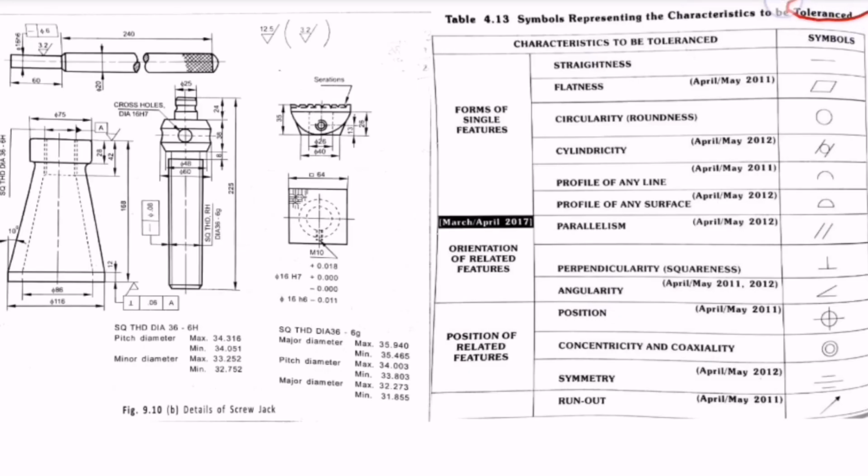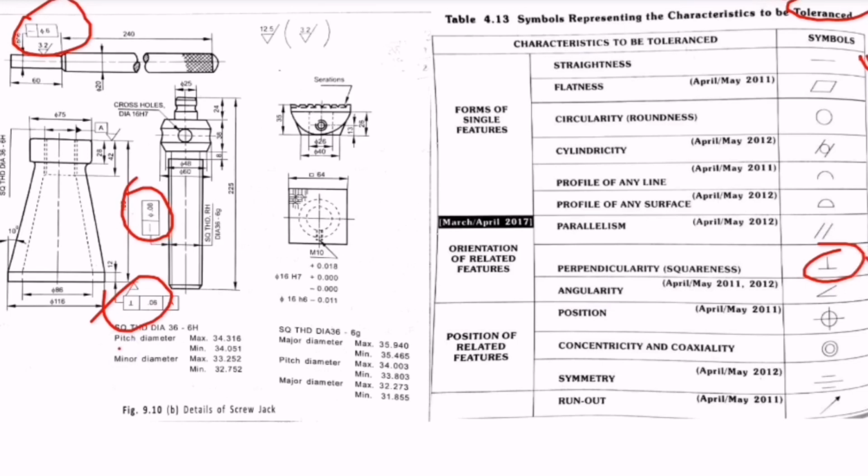Next is tolerance symbols. Very important, tolerance symbols. If you observe this figure clearly, here we can see a symbol like a straight line, that is the straightness symbol. Here we can see a symbol like perpendicularity. Here we can see a symbol like straightness. So this kind of symbols we can see in any production drawing figure.